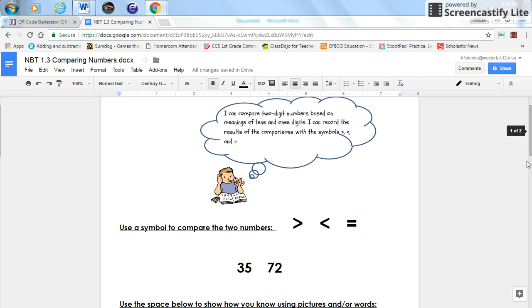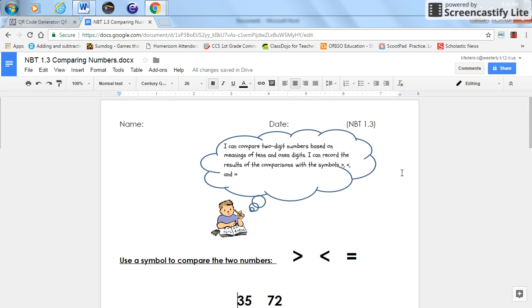Hello friends! Today at your math station, we're going to be comparing numbers. So I have an example here for you of what worksheet you'll have there at that station. And I'm going to do the first one with you, and then you're going to try 3 of them on your own. So your paper will look like this.